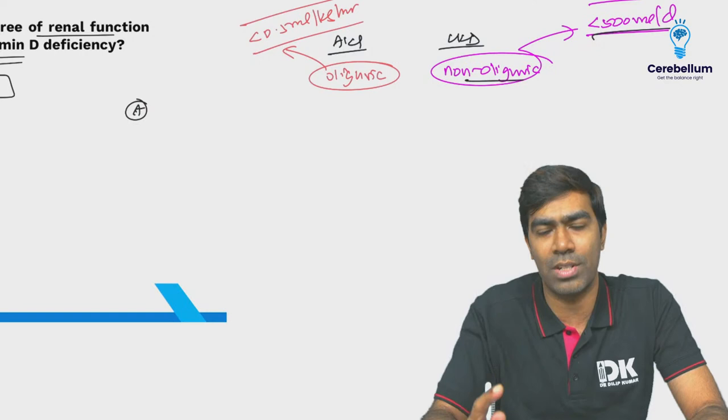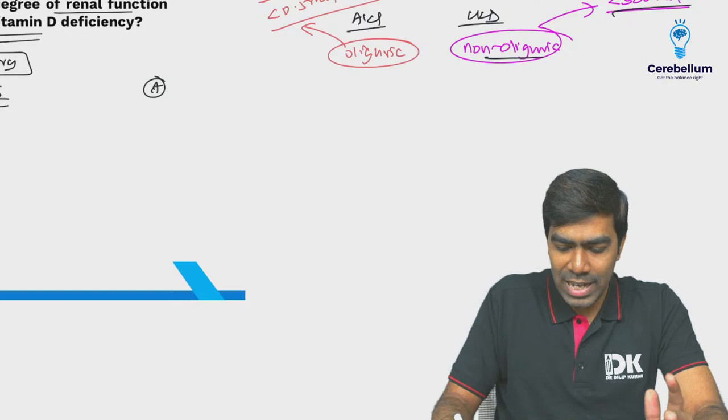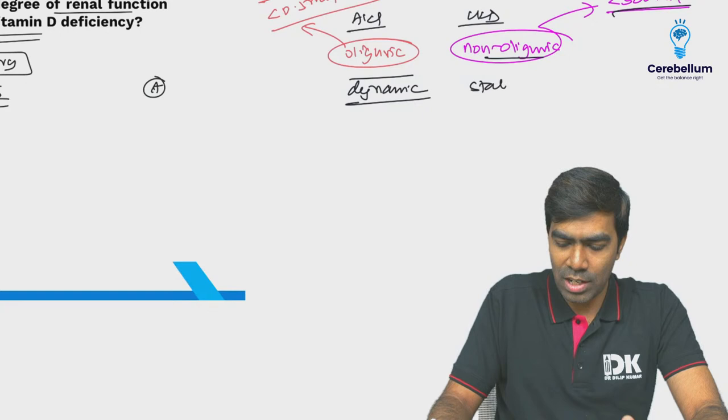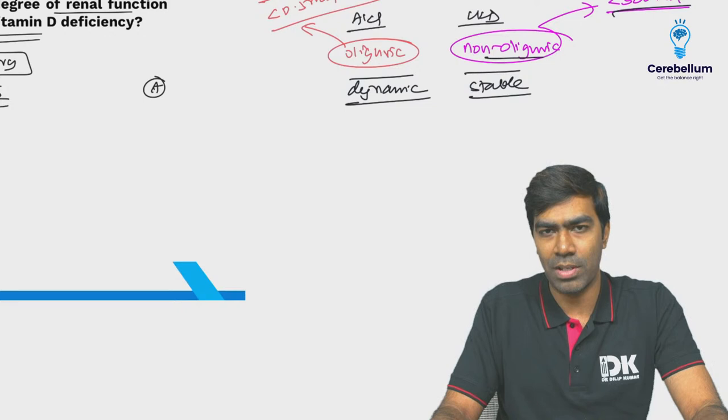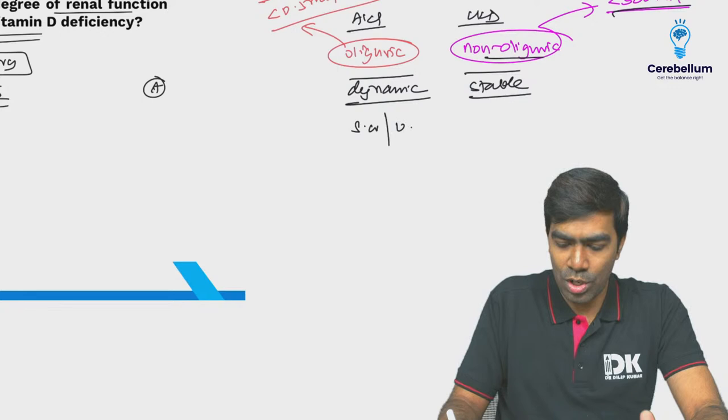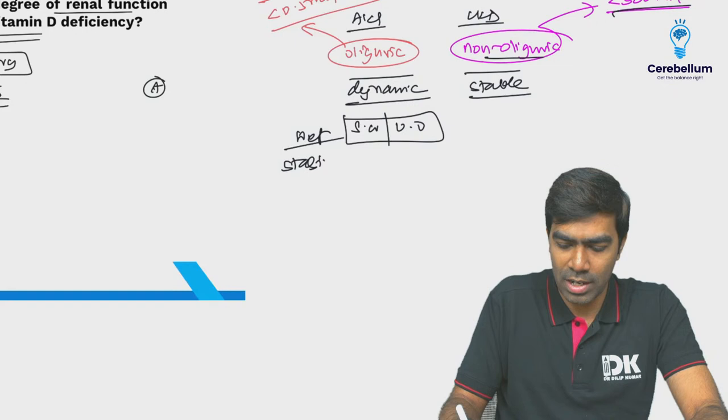So AKI is a dynamic condition. Any acute condition is very dynamic. But CKD is a stable condition. It's a long-term stable condition. The patient may appear sick, but they're not very sick. You have time. For defining and staging acute kidney injury, I'm going to use serum creatinine and urine output.